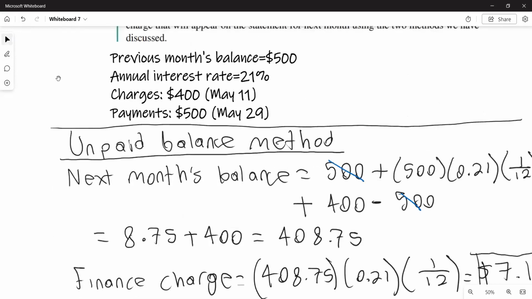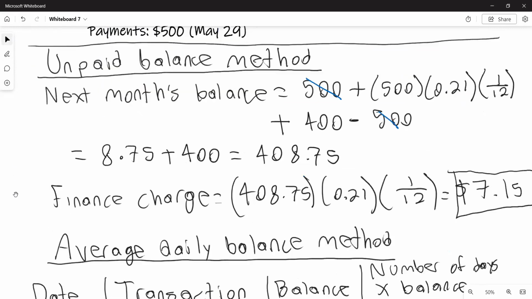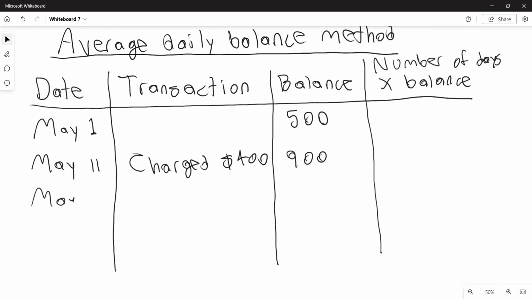On May 11, you use your credit card to pay for a $400 car repair. So on the 11th, you paid $400. Or sorry, you didn't pay towards the credit card. You were charged $400. And the balance is going to be now 900. So that's 500 plus 400 is 900. On May 29, you made a payment of $500. And the balance is now $400.